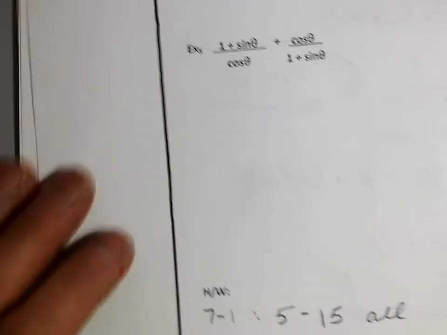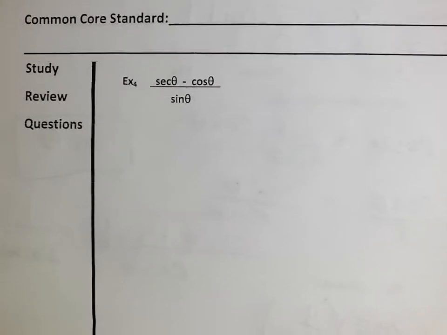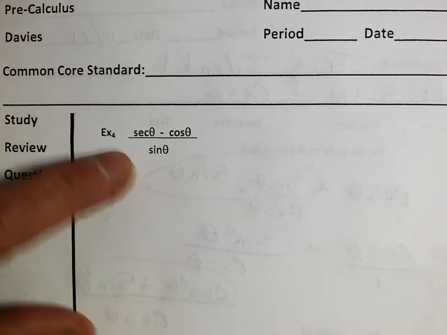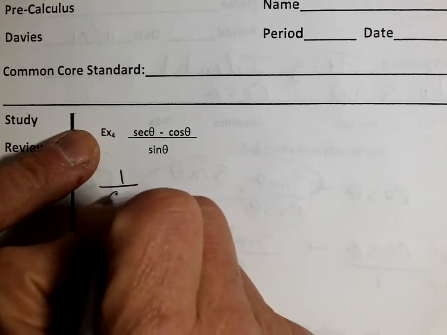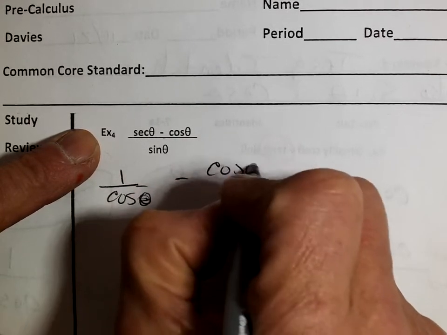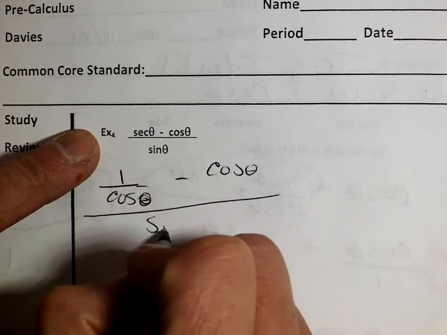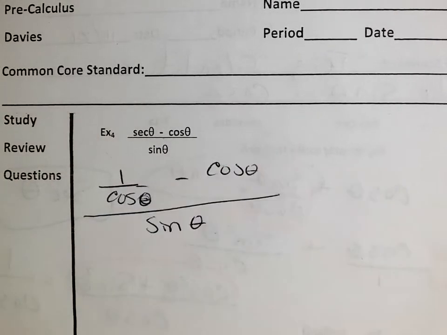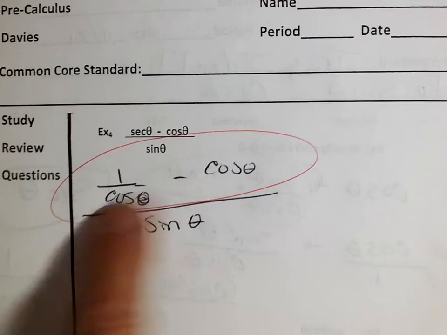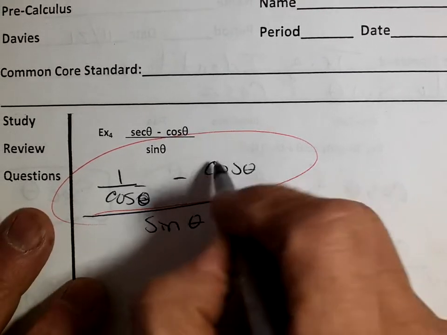Now, example 4. Let's change things into sines and cosines. So, let's rewrite this as 1 over cosine minus a cosine all over a sine. Ugh, I got a fraction within a fraction, but it's going to get better. Let's just look at the top part. I got a fraction minus a fraction. Let's get a common denominator.